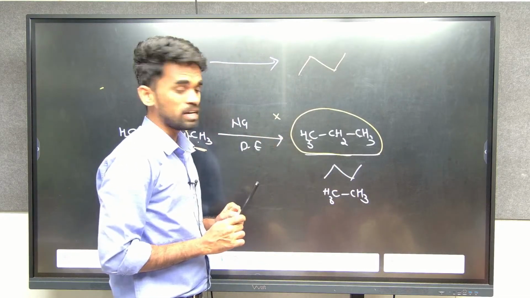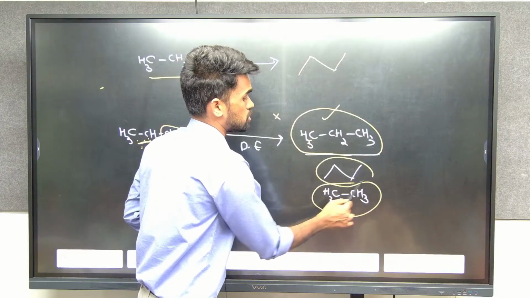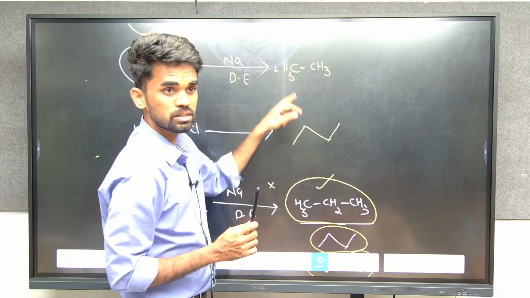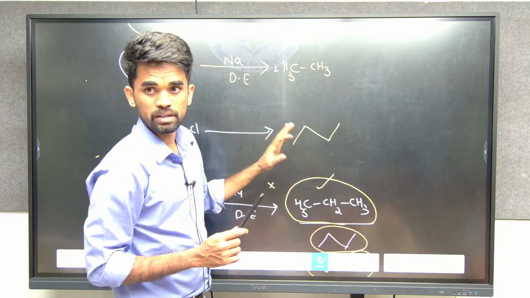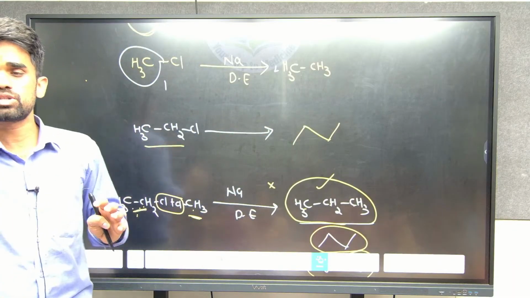Why is it not suitable? Because along with our main product, some other major byproducts are also formed. But if I want only an even number of carbons, it is preferred. Is this clear, everyone? Okay. But finally, Wurtz reaction means what should come into your mind?